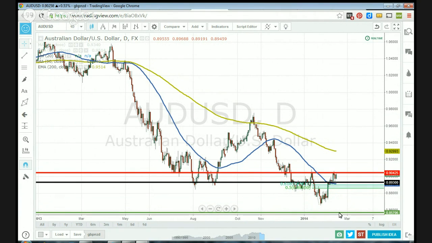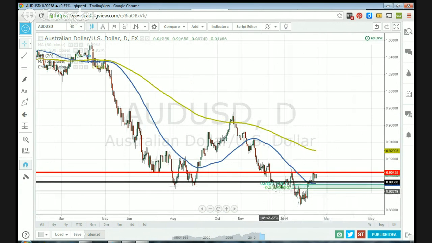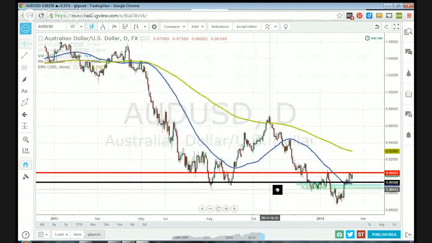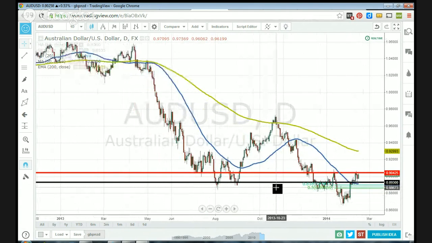I can delete this green line here. So at the very least, I'll clean up the chart. Once an opportunity has been invalidated, it's good to clean up the chart. This still looks a little bearish to me, the price action.